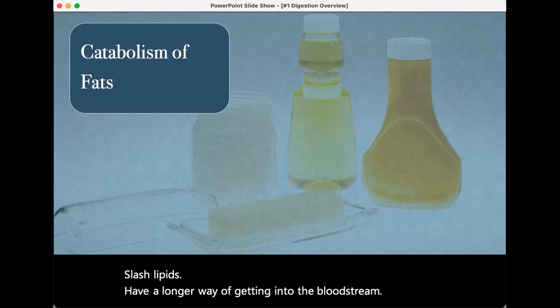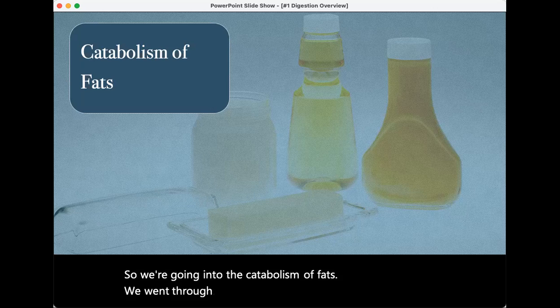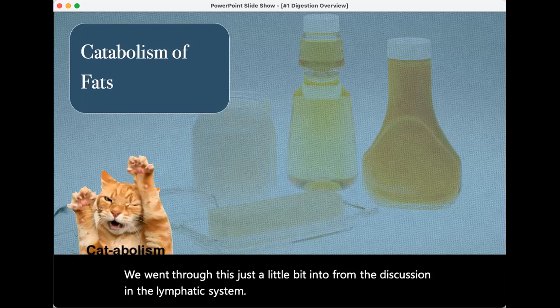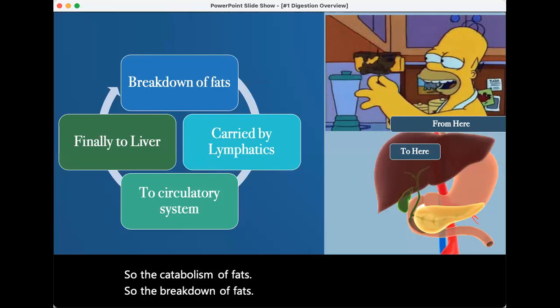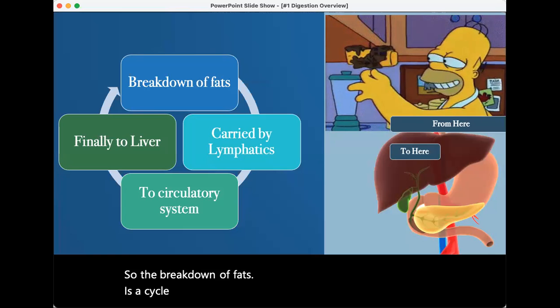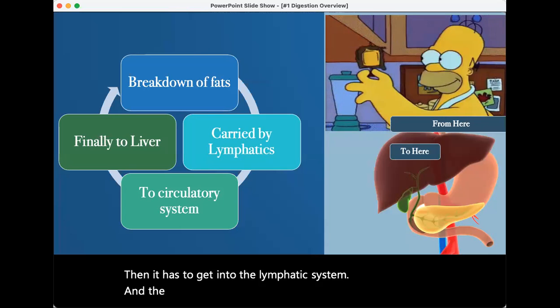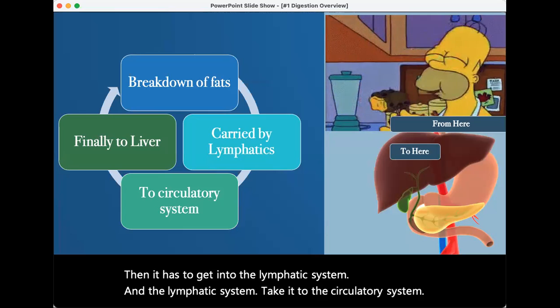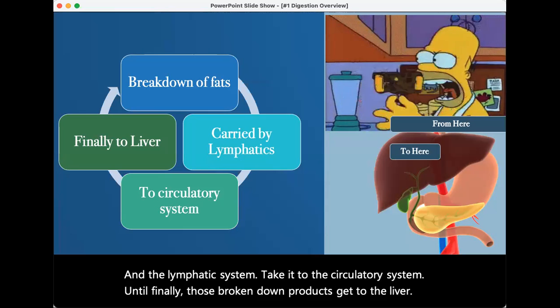So we're going into the catabolism of fats. We went through this just a little bit from the discussion in the lymphatic system. So the catabolism of fats. The breakdown of fats is a cycle of breaking down first, then it has to get into the lymphatic system, and the lymphatic system takes it to the circulatory system until finally those broken down products get to the liver for reformatting.